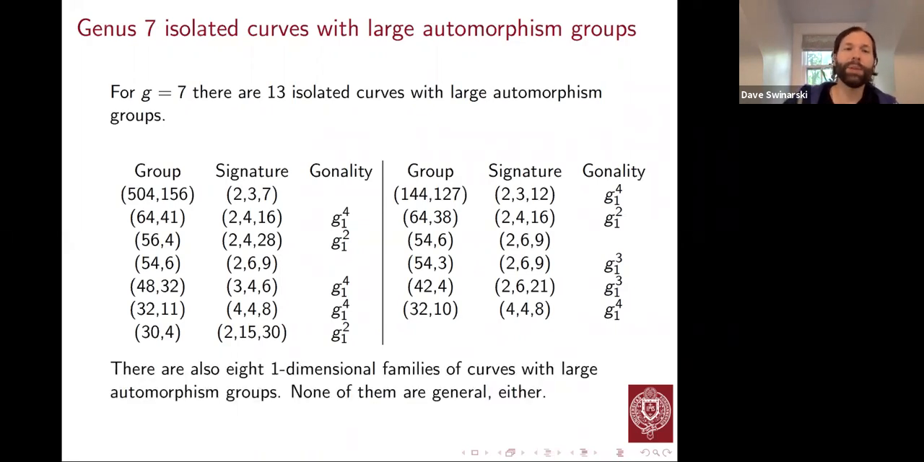And then beyond the isolated curves with large automorphism group, there are also some one-dimensional families of curves with large automorphism groups. I didn't show it on the slide, but it turns out none of those are general. They all have some gonality. Okay, so in Mukai's model, we want to avoid hyperelliptic, trigonal, and tetragonal curves. And so we've really got 2 examples that are in the running for us.